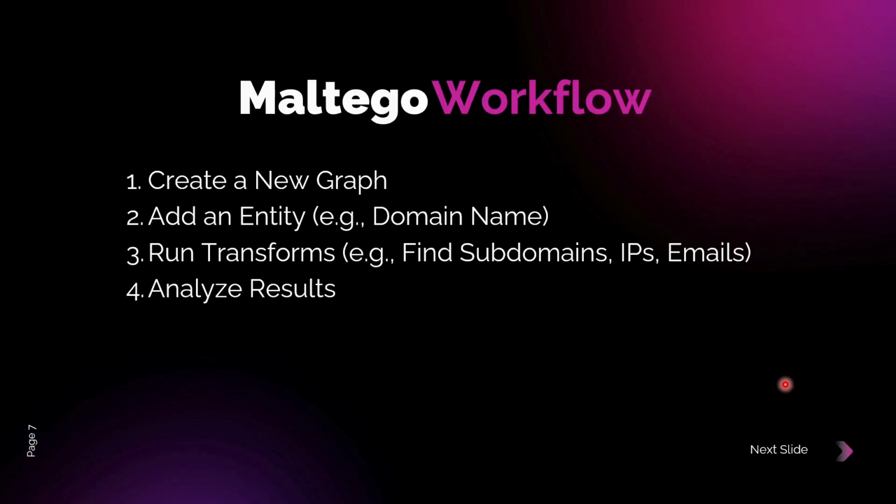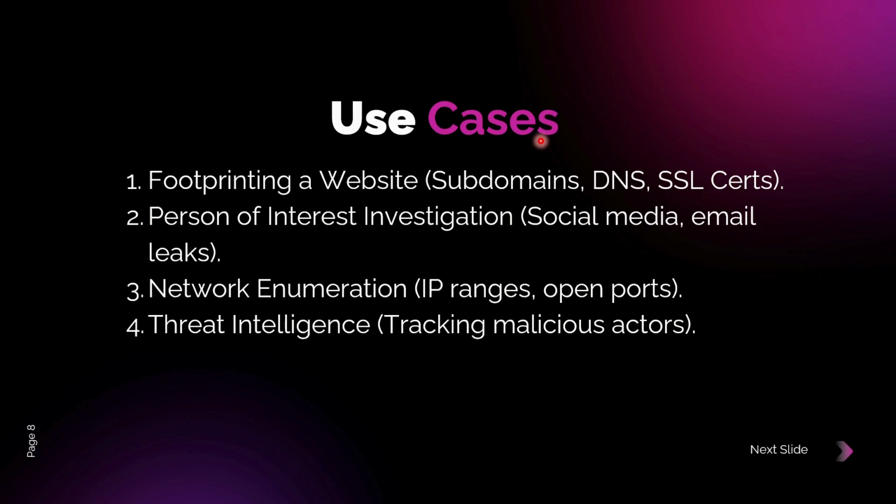Maltego workflow. In order to work with Maltego, you have to create a new graph, add an entity, like an IP address, domain name, or something like this, and then you run the transform for what you want to find. What you want to get from this IP, like the owner's name, the owner's entity, or some information about the IP address, sub IP addresses, or something like this, and then you analyze the result.